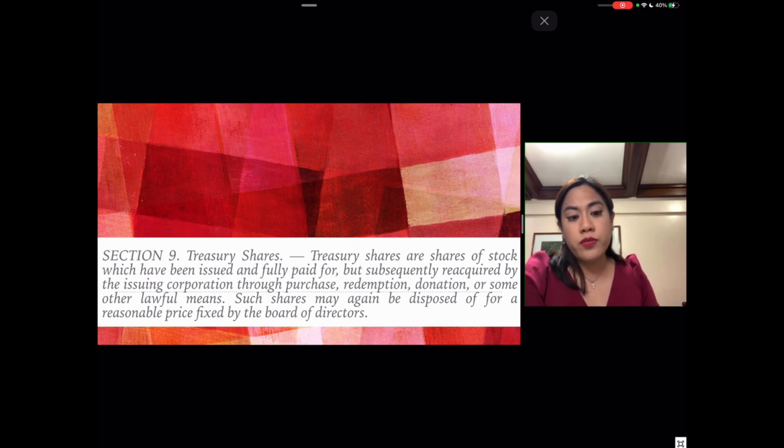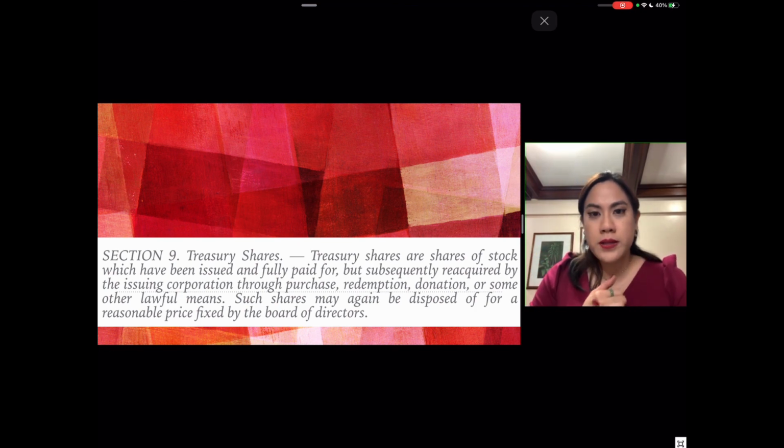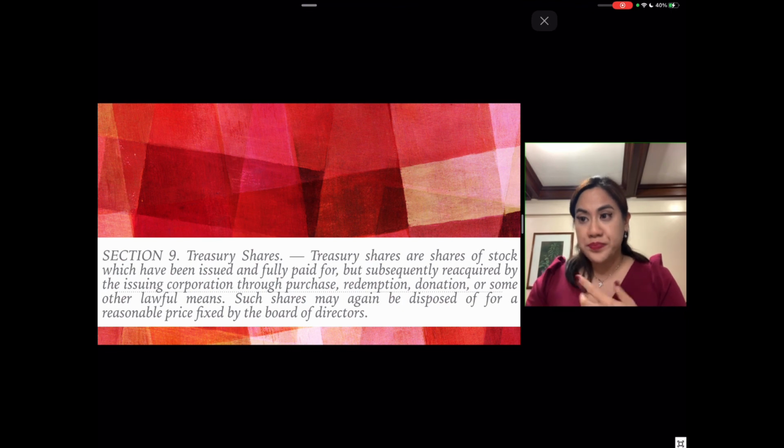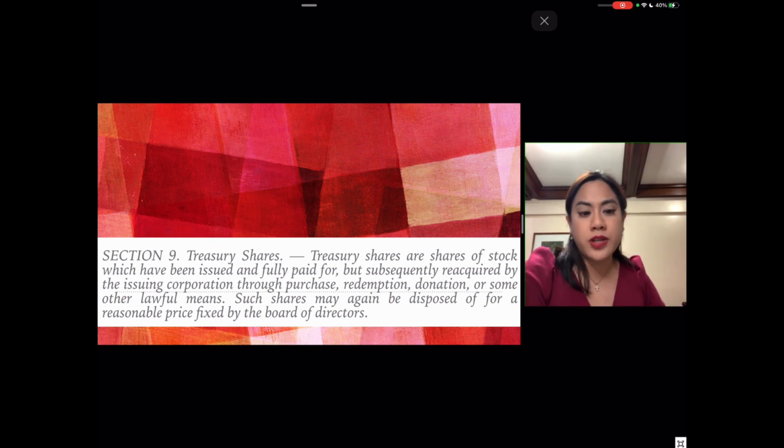Kasi who would vote if a corporation can vote? Of course, the agent. And who's the agent? The director. So the directors can vote based on number 1, the shares that they hold, and 2, based on treasury shares. And this is exactly why treasury shares have no voting rights.